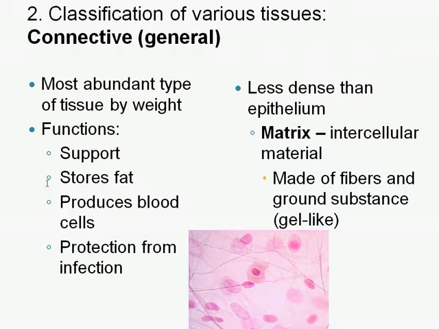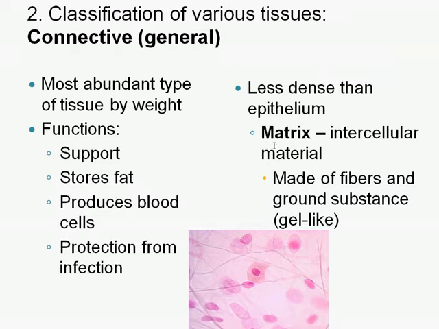So the functions of this, there are many of them, and for each one you'll see the differences, but in general they do lots of different things because there's lots of different types. It's less dense than epithelium. You can see this picture here. There are some cells in there. They're intermixed with some fibers and just a lot less dense material.